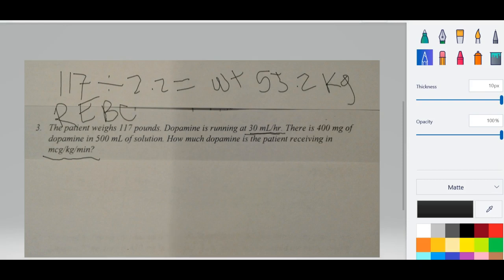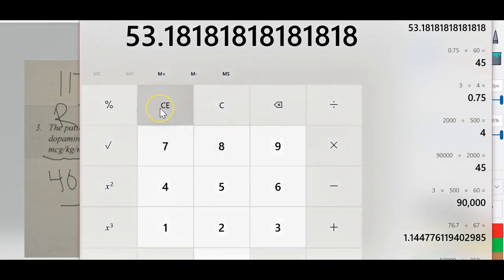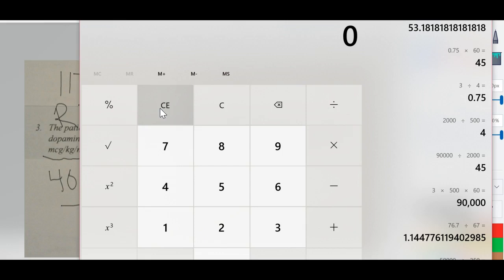Base concentration, right? We're going to find the base concentration again, just based on what the pharmacist gave us, okay? So the answer needs to be in micrograms per kilogram per minute. They send us up a bag with 400 mgs. So let's change that right away to 400,000 micrograms in 500 mLs. So when we divide that there, we get 400,000 divided by 500 mLs.